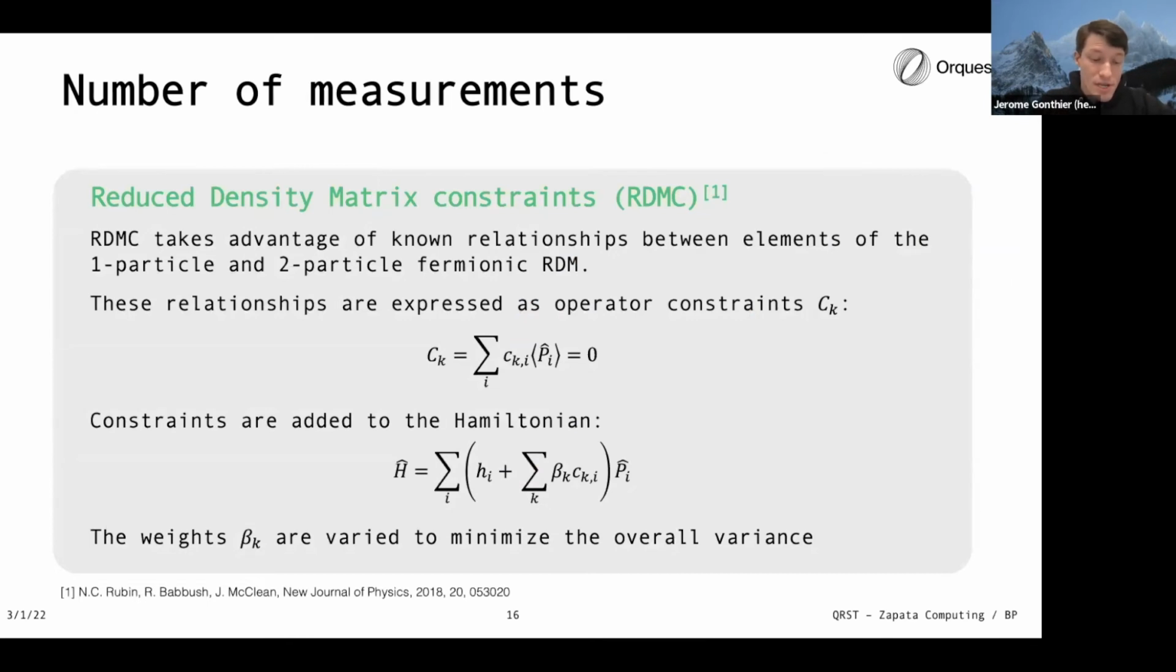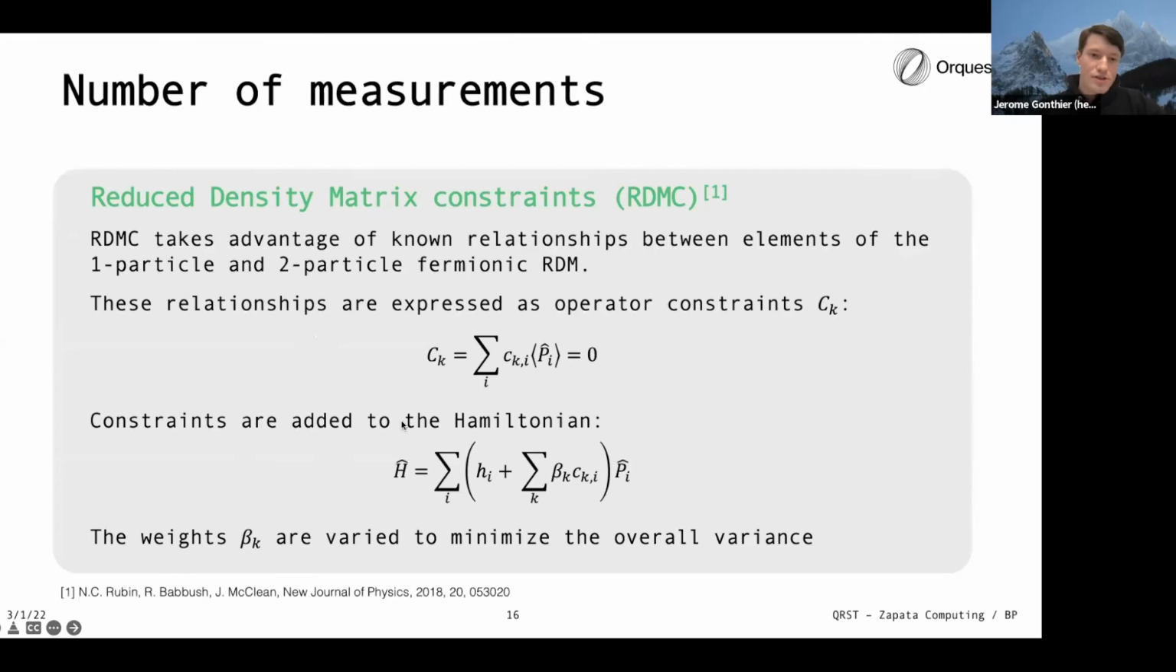There's one more thing we can do to reduce the number of measurements, and that's using this reduced density matrix constraints method. This method, which was published by Nick Rubin as well, takes advantage of known relationships between elements of the one-particle and the two-particle fermionic RDMs. Because we know these relationships, we can write them as an expression that's equal to 0. And then we can add these expressions to the Hamiltonian.